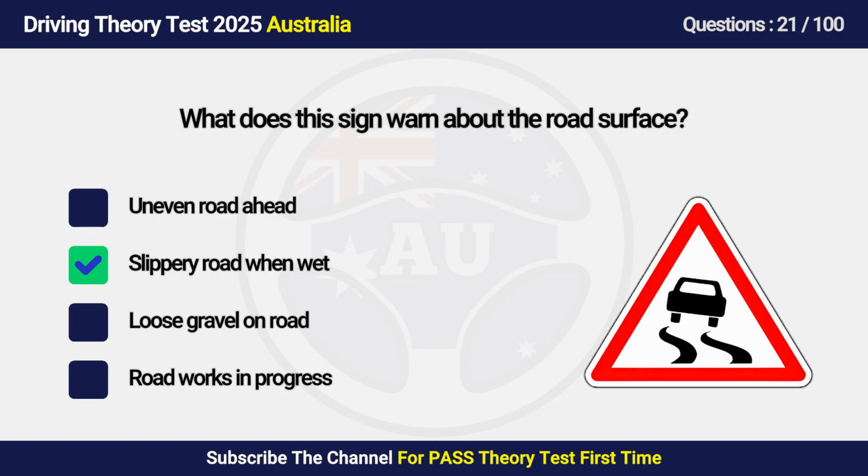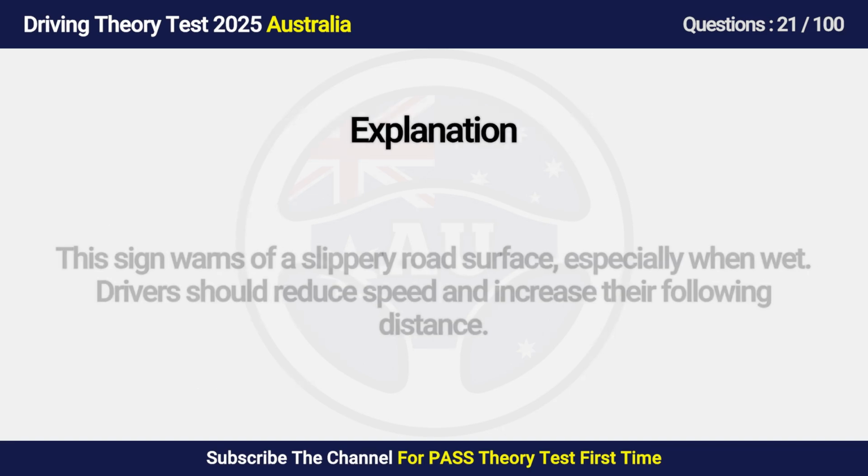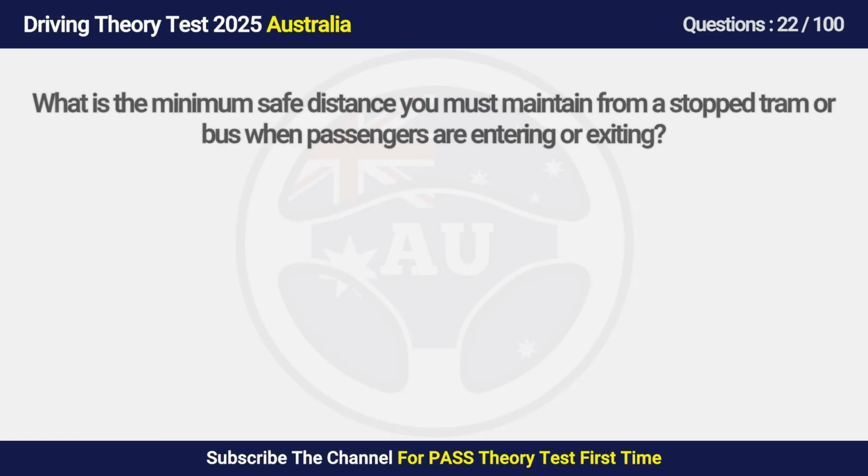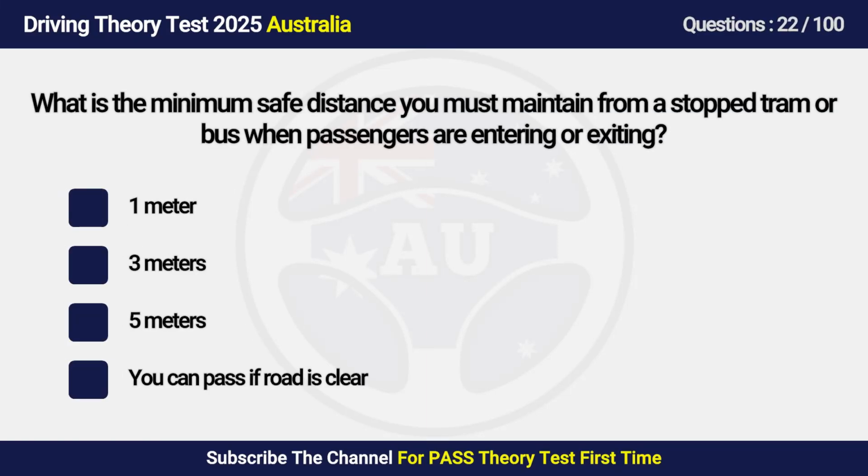Answer is B. Slippery road when wet. This sign warns of a slippery road surface, especially when wet. Drivers should reduce speed and increase their following distance. Question 22. What is the minimum safe distance you must maintain from a stopped tram or bus when passengers are entering or exiting? A. 1 meter.